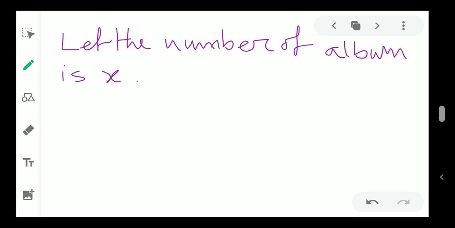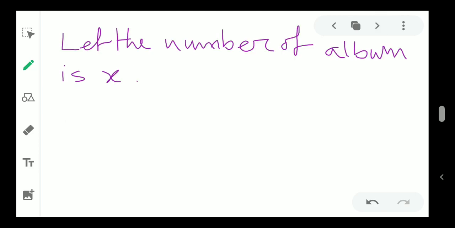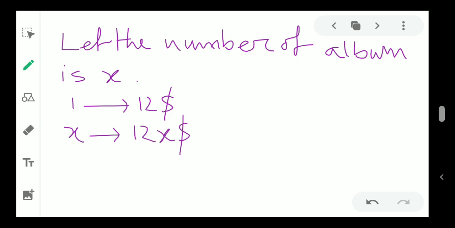So see, he earns $200 anyway, and an additional $12 for each album, but we have already considered that he has sold x albums. So that means for one album he is earning $12. So for x albums he is earning $12x, right? And he will automatically get $200 additionally every month. So total monthly income will be how much?